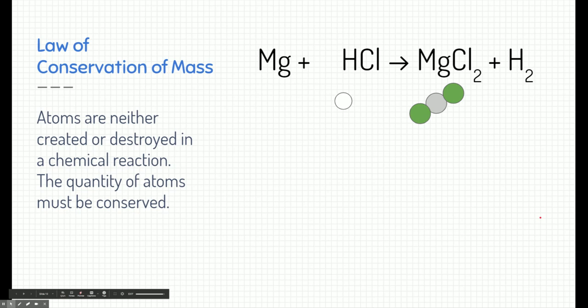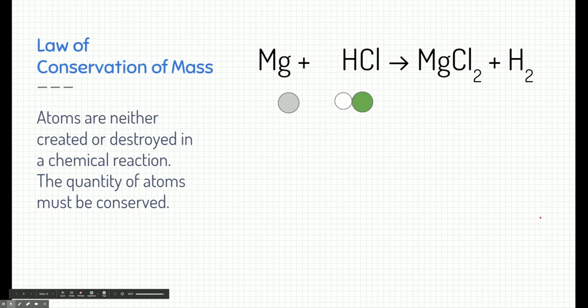We can't just magically create an atom out of nowhere. Same thing, if we take the hydrogen from the reactant side and try to make the hydrogen from the product side, it says H2. Where did that extra hydrogen come from? So this reaction is actually not correctly written, at least not yet. So let's start over from the beginning and see if we can figure it out.